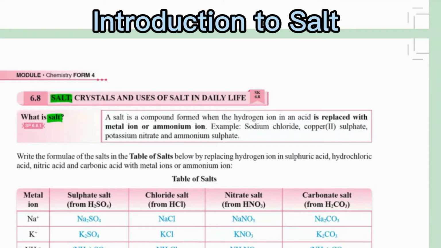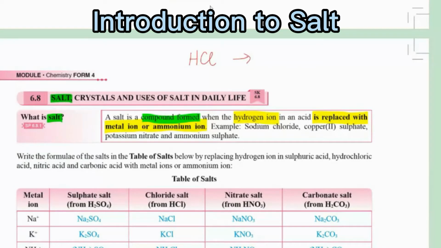So what is the meaning of salt? A salt is a compound formed when the hydrogen ions from the acid are replaced with metal ions or ammonium ions. Okay. So that means to form the salt, you need the acid. For example, hydrochloric acid.